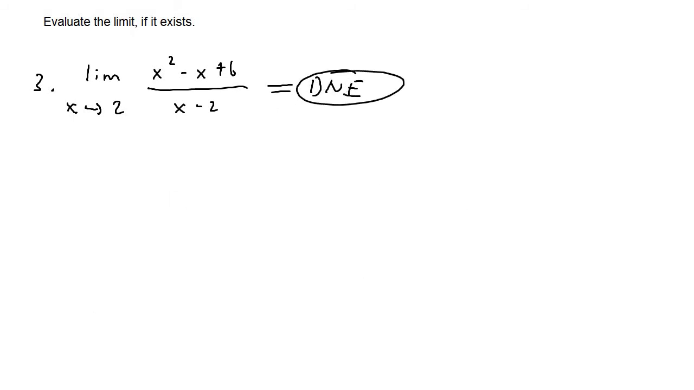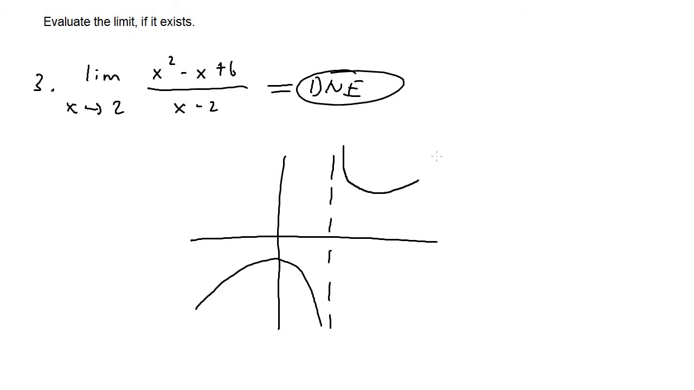Now if you're allowed to, and if you're trying to test the limit out, you can also try and graph this function. So if I graph x squared minus x plus 6 over x minus 2 on a graphing calculator, I'll get something like this, where let's say this is the x value of 2. You will get something like this. So obviously the limit from the left-hand side does not equal the limit from the right-hand side. So we can also assume by using a graphing calculator that the limit does not exist.